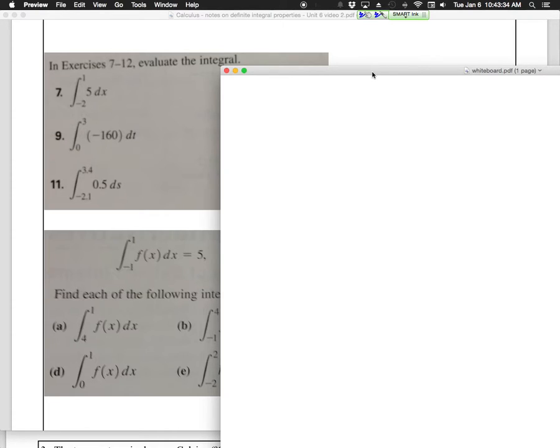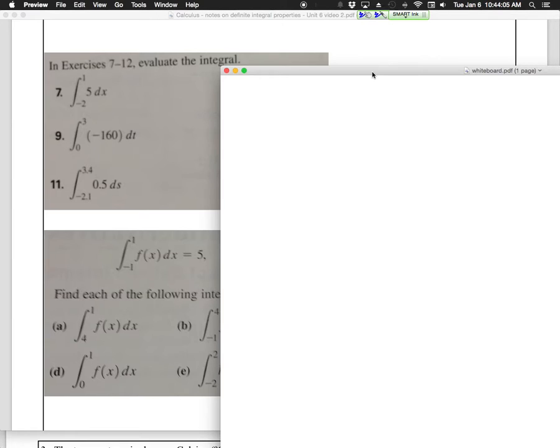If I'm looking at this first one, somebody read this for me. How do I want this read? Integral from -2 to 1 of 5. Very good. We want to evaluate that. Now, what do we say that represents? Change in the function, or the area under the curve. So let's go with the area under the curve thought.